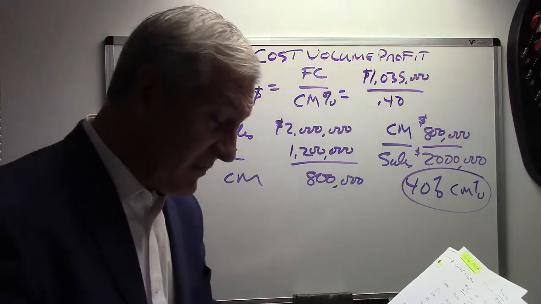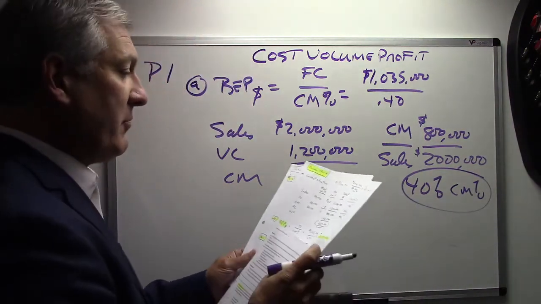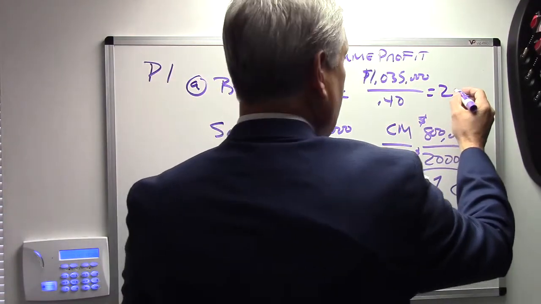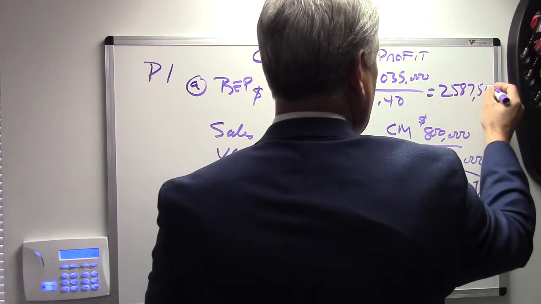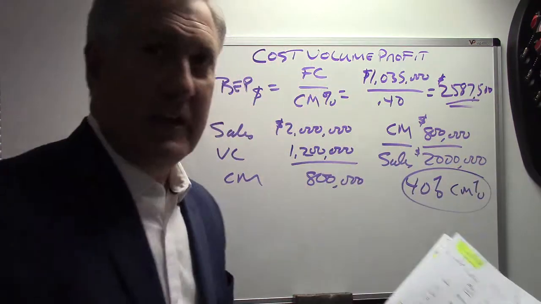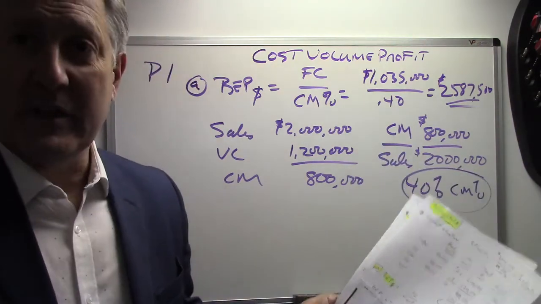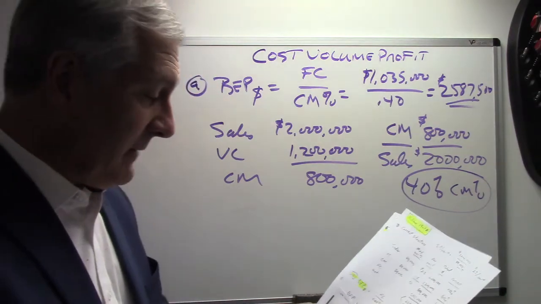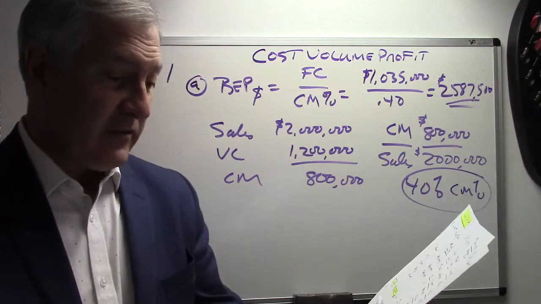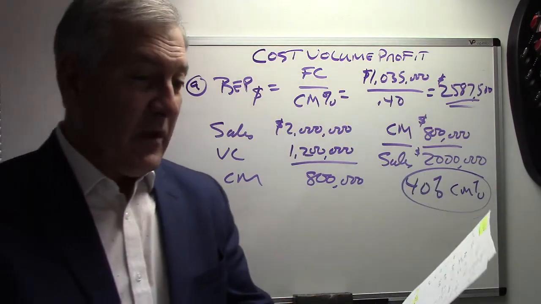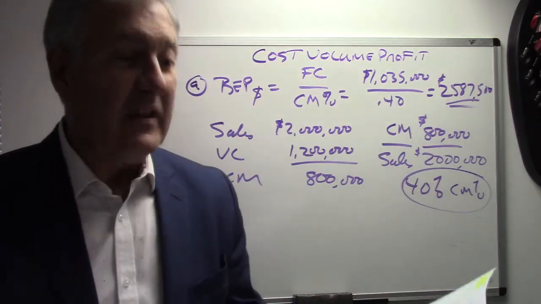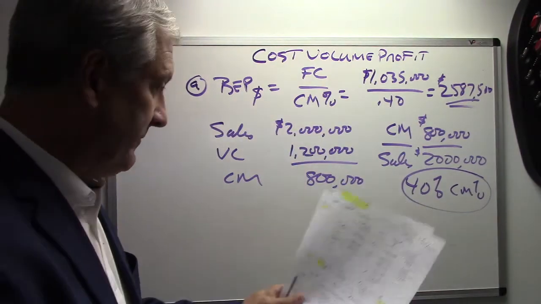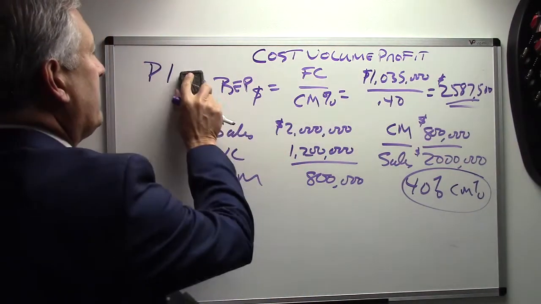Fixed cost divided by the CM percentage of 40%. You have a break-even point in sales dollars of $2,587,500. In case you can't quite see that, it says $2,587,500. That's the break-even point in sales dollars. So you can clearly see when they only have $2 million in sales, they're losing money. And that's why, because they're well below break-even. So that's item A.